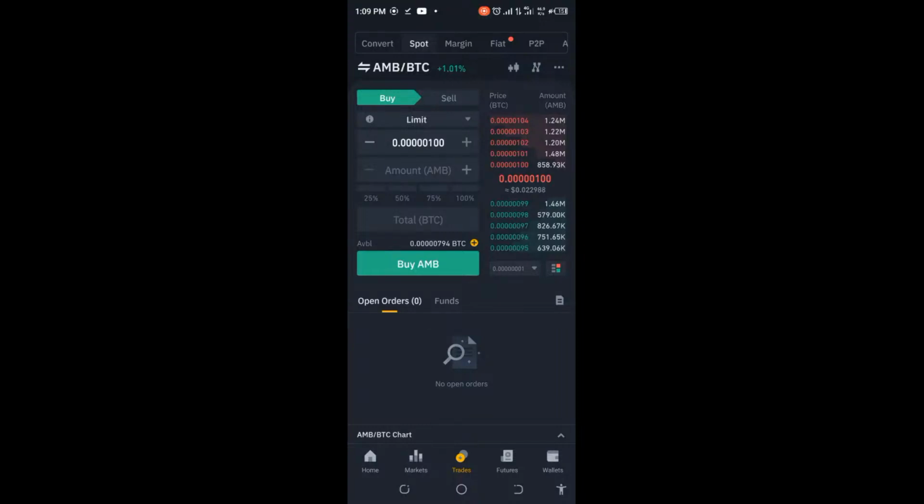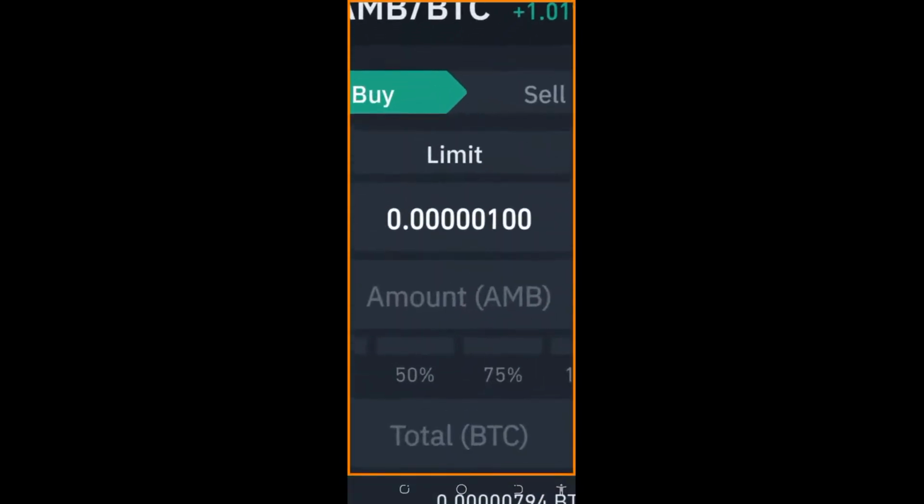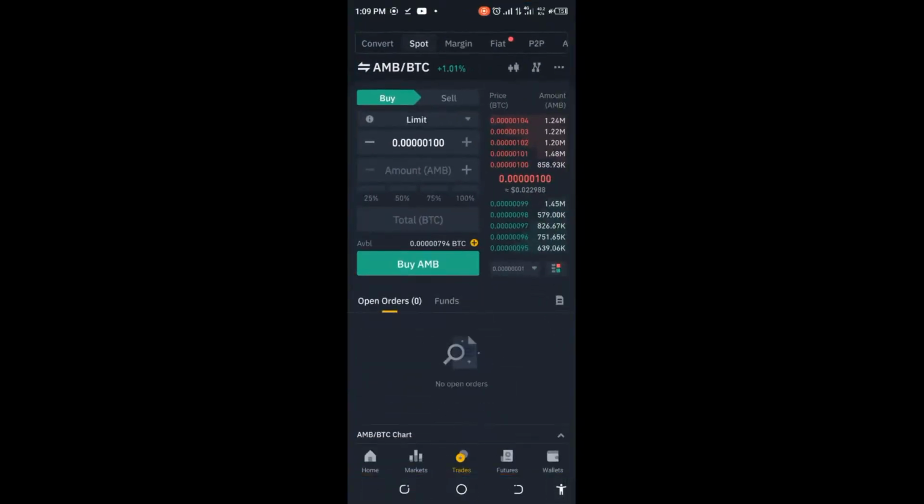Binance and KuCoin. I think those are my favorites. So let's go ahead and see what we have here. This is currently the price. As you can see, it's 0.00001. That's 5 zeros, then 1.